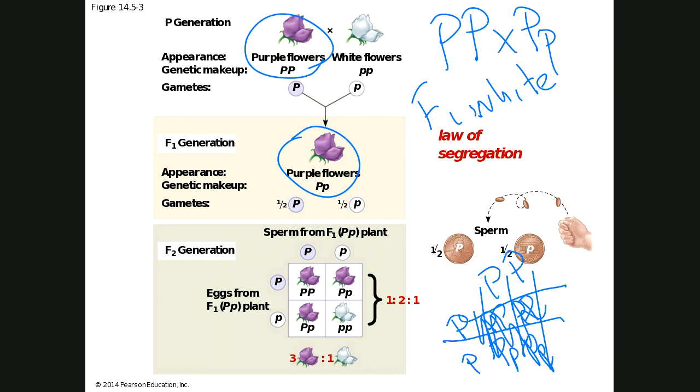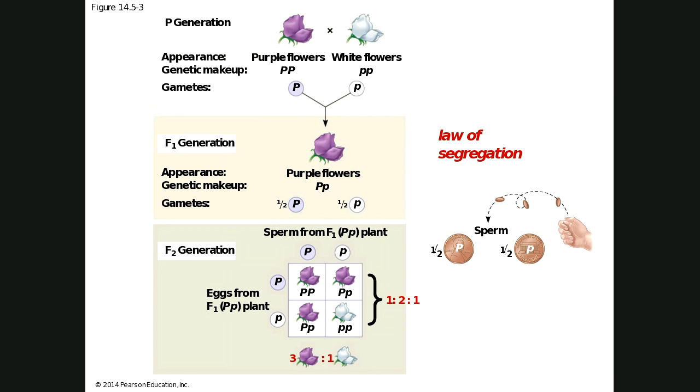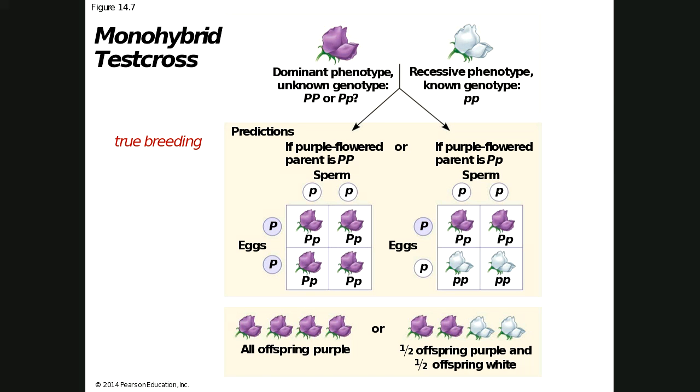All right, so back to this idea. How do you know that it's this one or this one? Well, there's a way to do that. It's called a monohybrid, aptly enough, a monohybrid test cross. So we're testing. We're doing a cross. When you're breeding organisms, that's a cross. And we're testing this question right there.